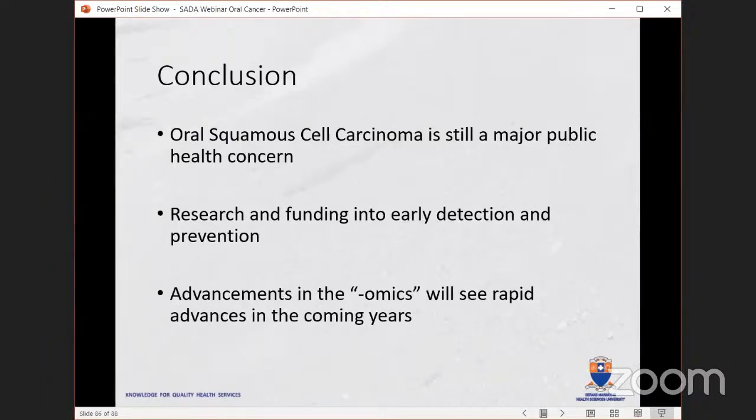So in conclusion, seeing as my time is running out very fast, oral squamous cell carcinoma remains a major public health concern and problem. We need a lot more research and funding into early detection techniques and also prevention. And specifically, advancements in the omics section that I've discussed will see rapid advances in the coming years for early detection and saving many lives.